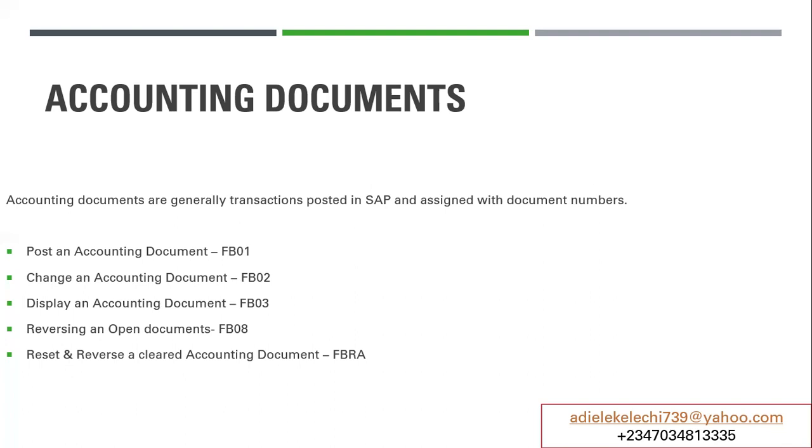The second is change an accounting document. After the documents have been posted, you might need to make changes. So the transaction code for that is FB02. The third is to display an accounting document. The transaction code for that is FB03. Fourth, reverse open documents. Of course, a document that is not yet cleared, you can use your FB08 to make those reversals. Fifth, you can reset and reverse a cleared document. That is a document that has already been posted and cleared, using FBRA.